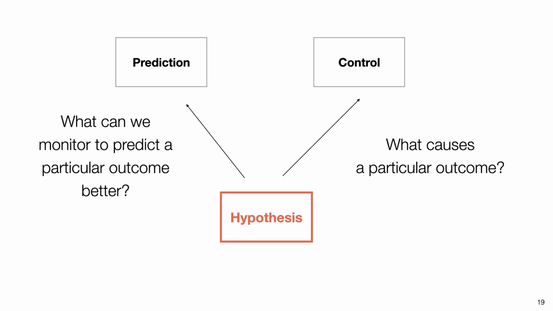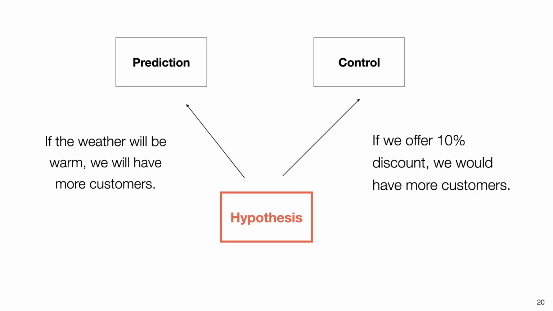Maybe, let's say we're selling food, like hot dogs or something like that, then maybe weather might be a huge factor. If it gets warmer, we will have more customers. So based on the weather, we can predict how many customers there are going to be. On the other hand, for control, let's say if we offer a 10% discount, then we would have this number of customers. Either way, these are still hypotheses.